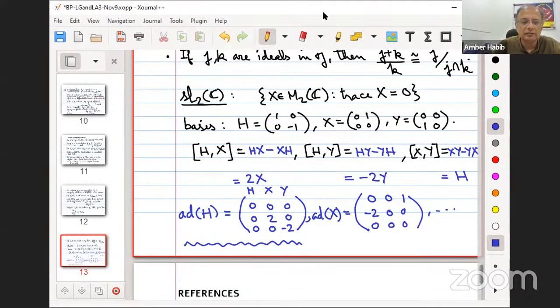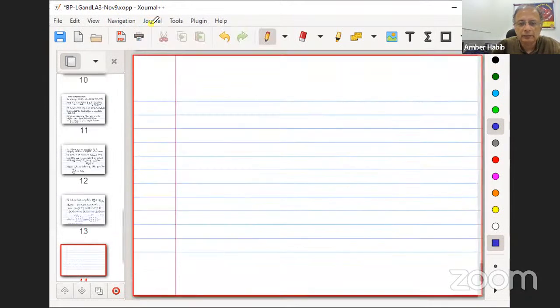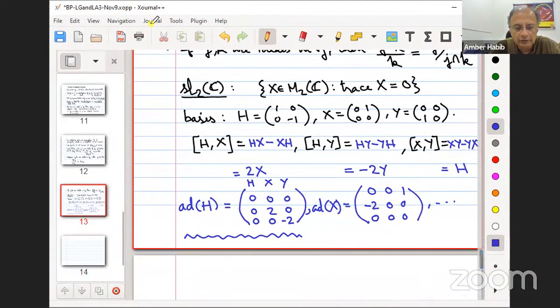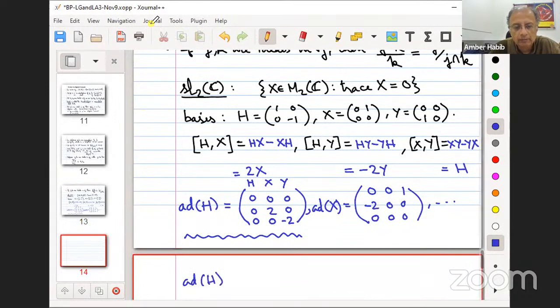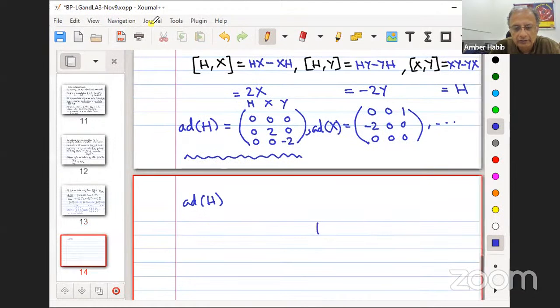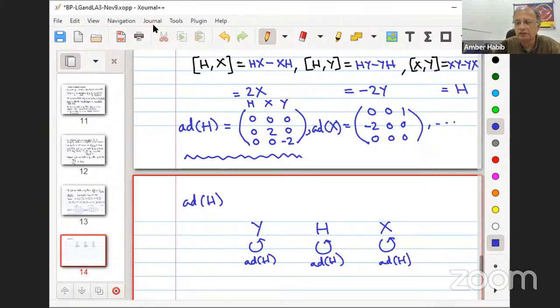So what's interesting here, maybe I should point it out. Let me write the basis as h, x, and y in this order. What ad h is doing is, of course, h goes to 0, but x goes back to a multiple of itself, and y goes back to a multiple of itself. So these are your eigenspaces. Each of these is going to a multiple of itself.